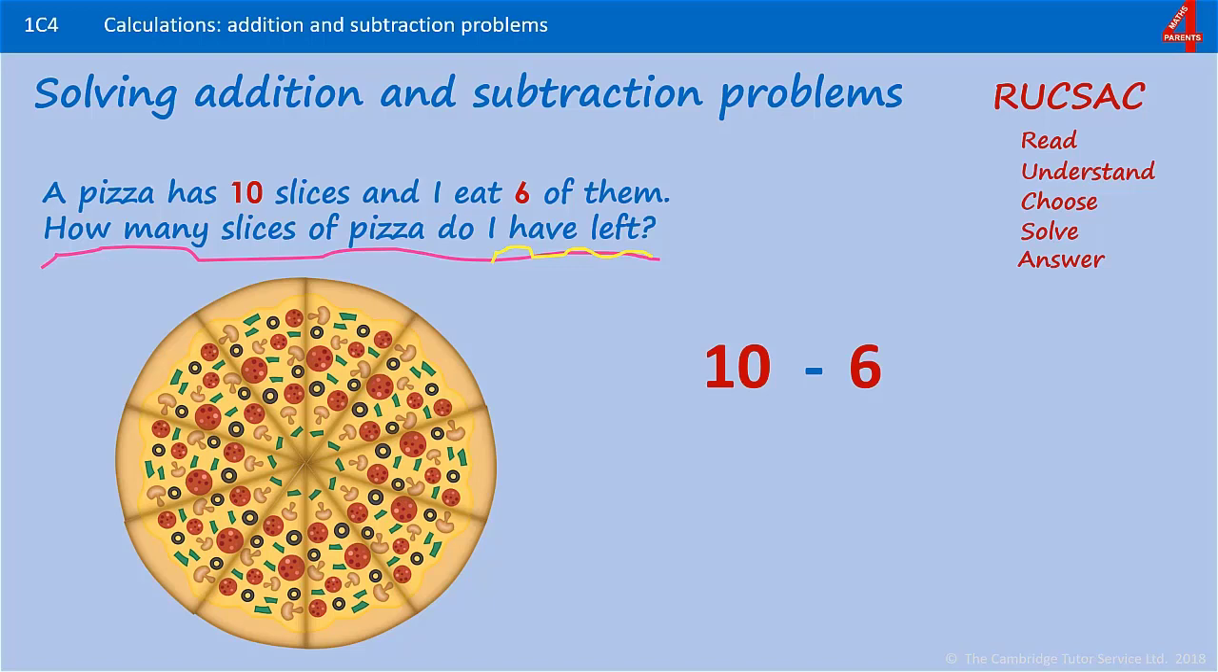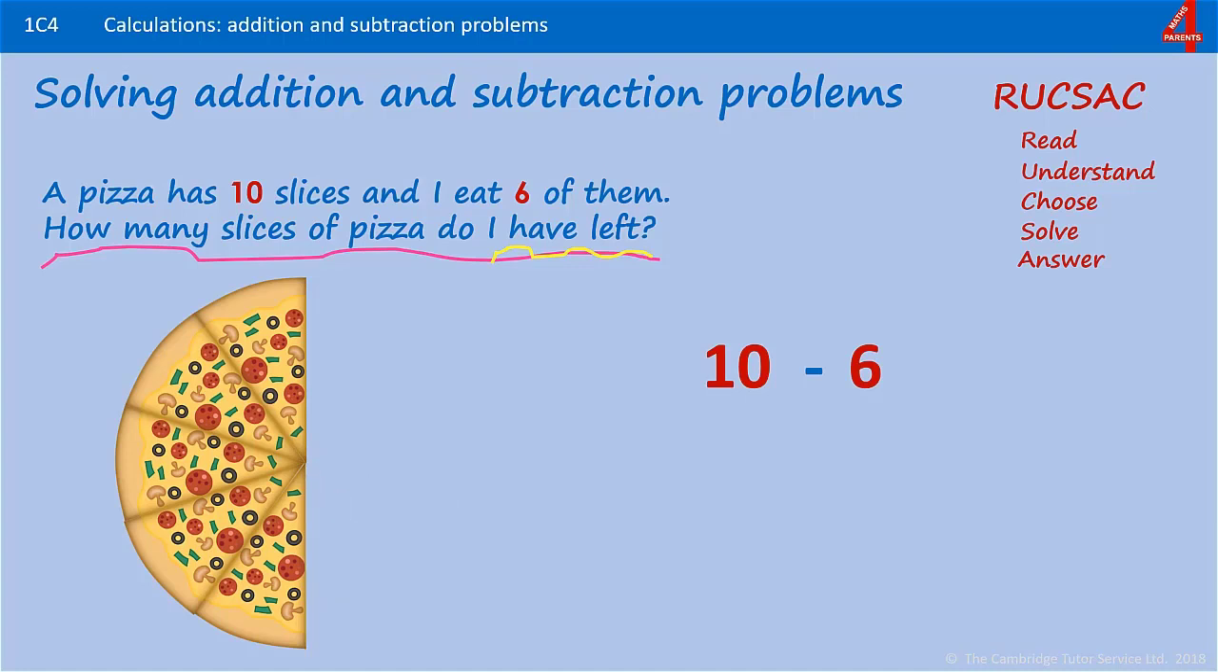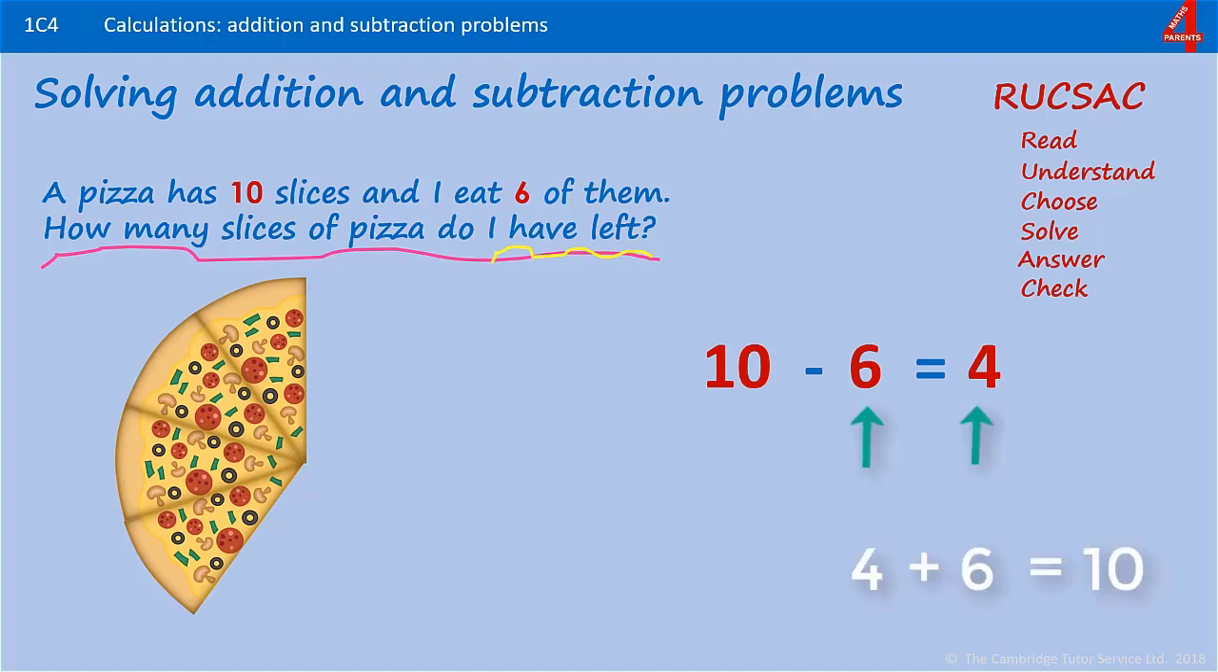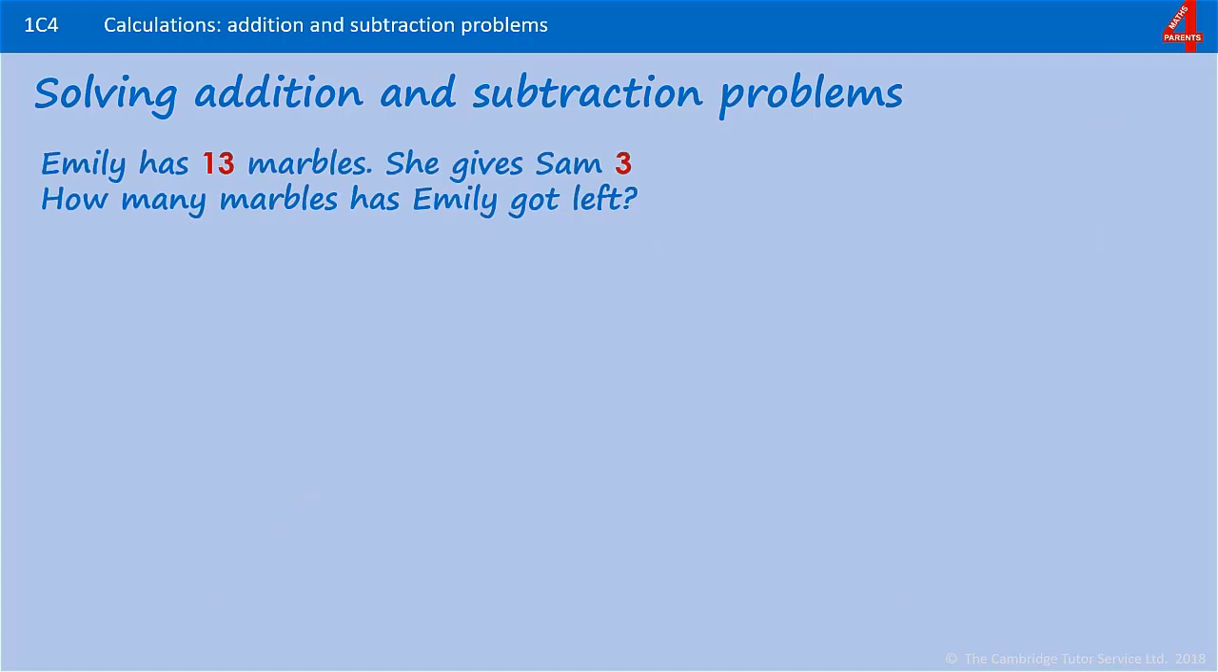So now we're going to solve this to answer the question. We take away 6 slices. 1, 2, 3, 4, 5, 6. How many do we have left? 1, 2, 3, 4. 10 take away 6 is 4. And if you want to check that, if you add 4 and 6 together, you get 10. Here's another one for you to try. Pause the video, using RUCSAC, have a go at solving this.